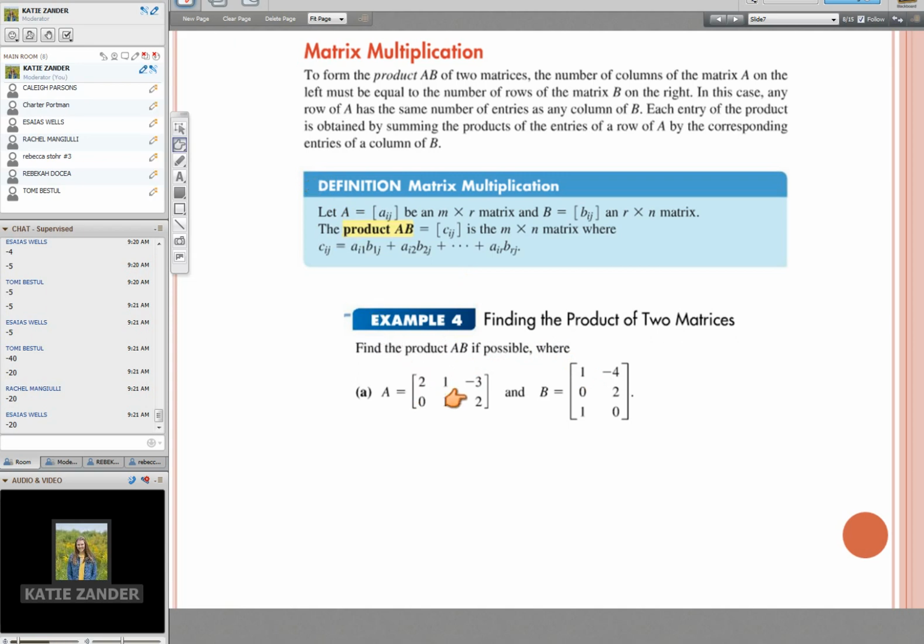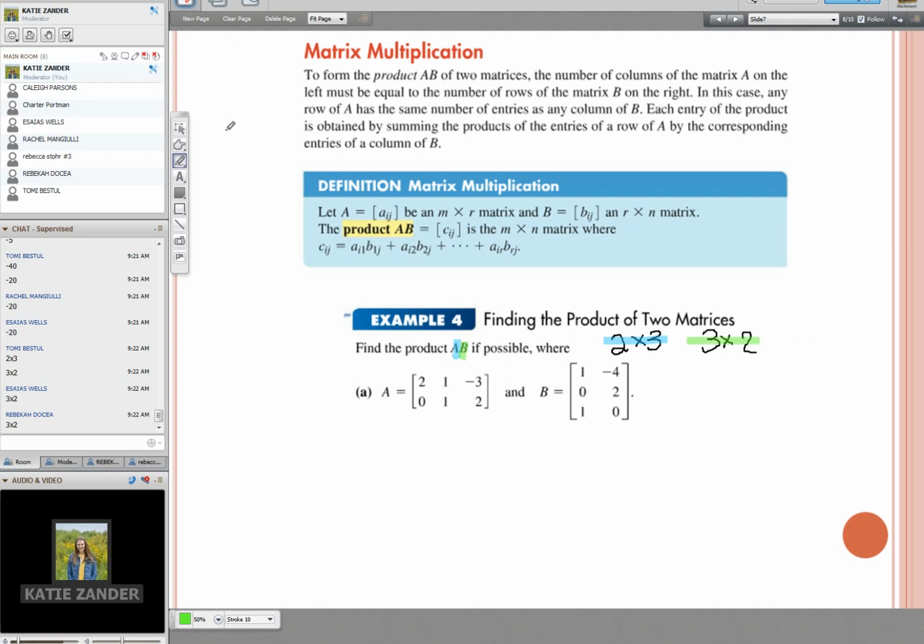So the first thing we have to do is look at the order of matrix A. What is the order of matrix A? That's a 2 by 3 matrix. What is the order of matrix B? A 3 by 2. Okay, notice these are not the same, and that's okay. We don't have to have the same order in order to multiply our matrices.